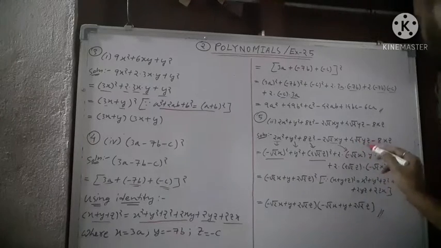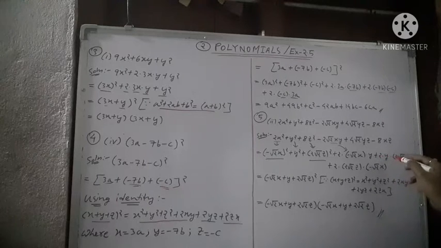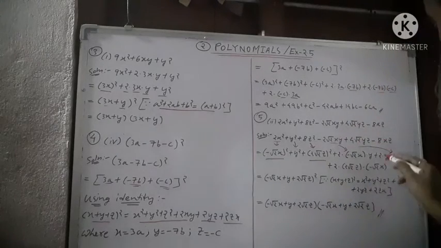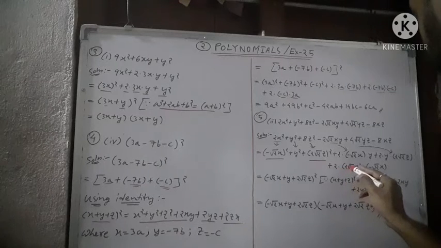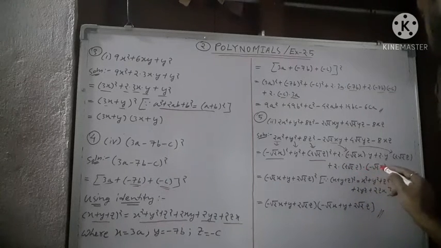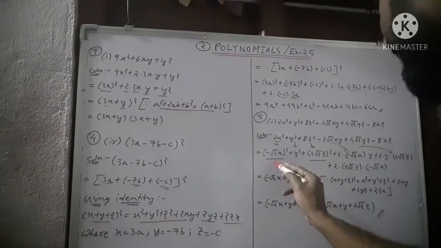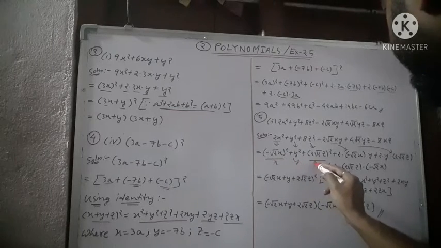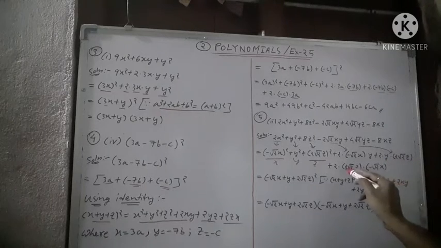Then 4 root 2 yz. So we can write this as 2 dot y dot 2 root 2 z. So it becomes like this. And the last one, that is minus 8xz. So minus 8xz we can write like this: 2 dot 2 root 2 z dot minus root 2 x. So that means in place of x in this identity we are using this value, y remains as it is, and this is z. So this is 2xy, this is 2yz, and this is 2zx.